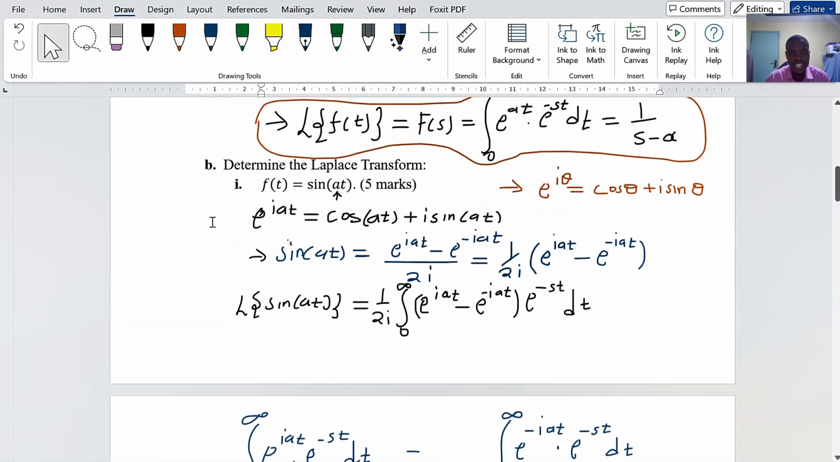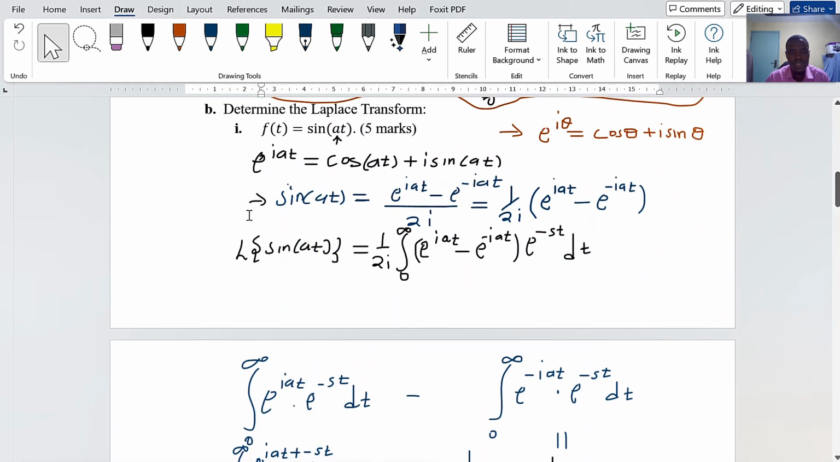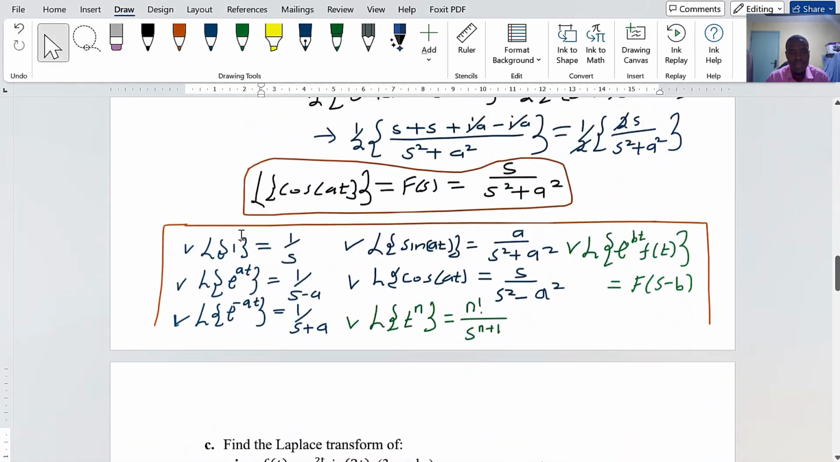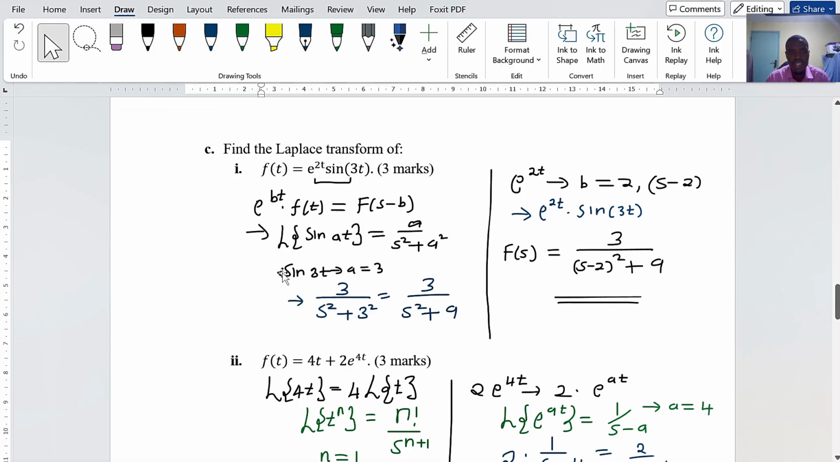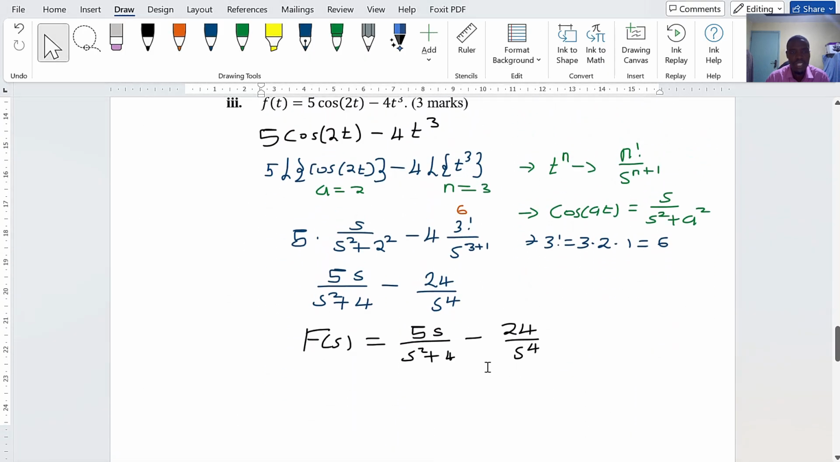It was not easy at the beginning to get our table, but you don't need to go through all this. You just need to remember. If you can remember this, then you can work out these problems without any problem. All right.